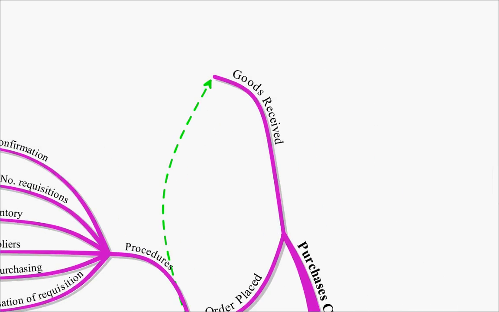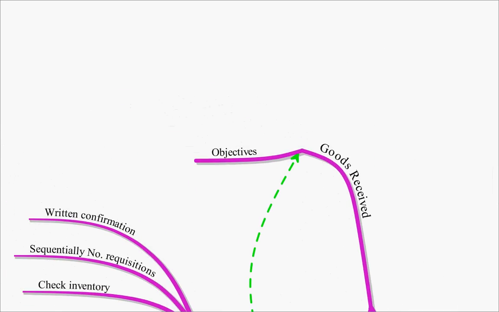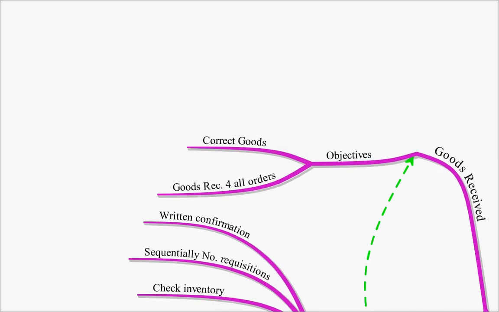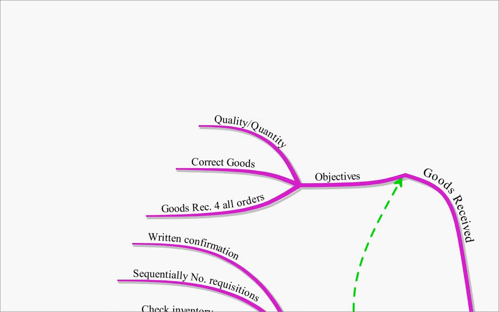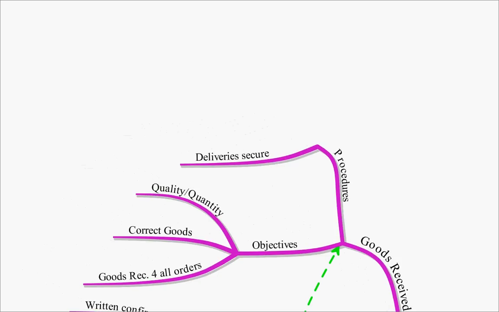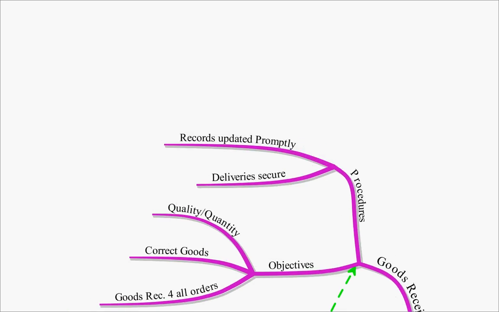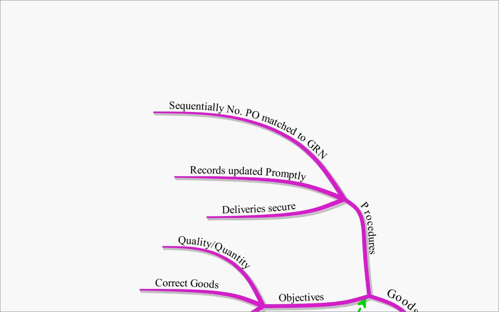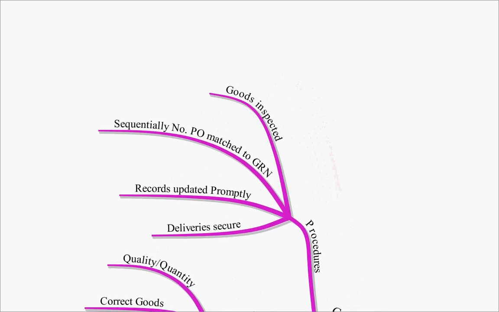Next step then is when the goods are received. The objectives here are that we get all the goods for all the orders that we make, that they're the correct goods, and that the quality we get is sufficient. Procedures to ensure this then. We want to make sure that deliveries are made to a secure area. We want to quickly update the records to make sure that nothing gets left out. We'll sequentially number the purchase orders and then match them to the goods received note when we get it. And we'll inspect the goods to ensure that the quality is there when we get them.